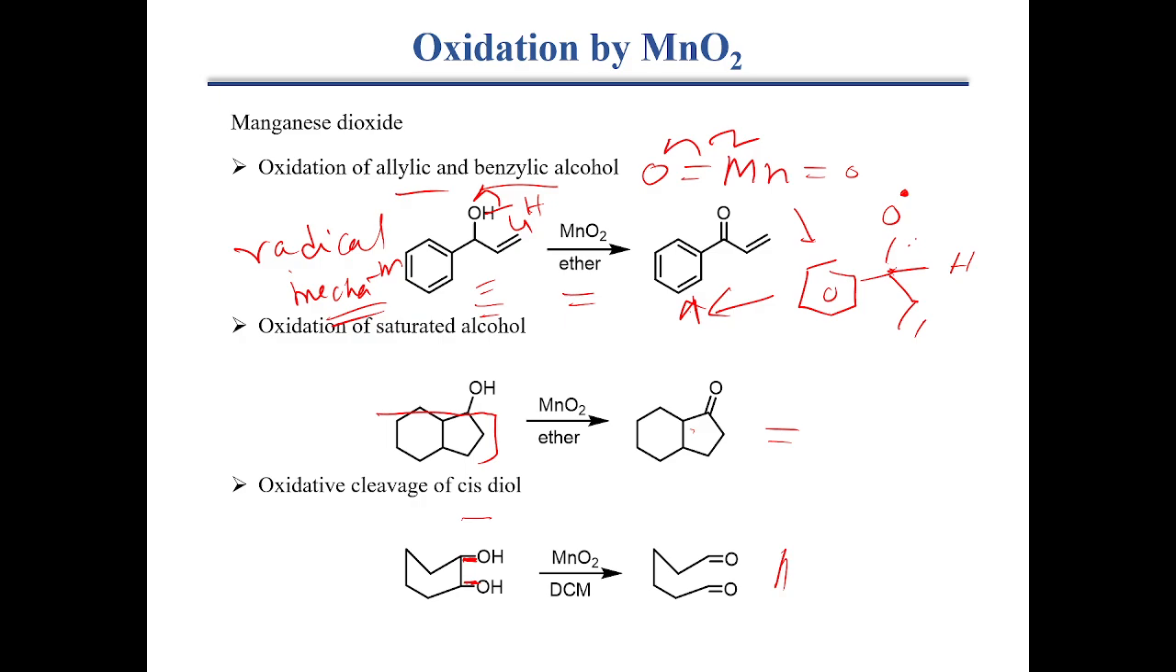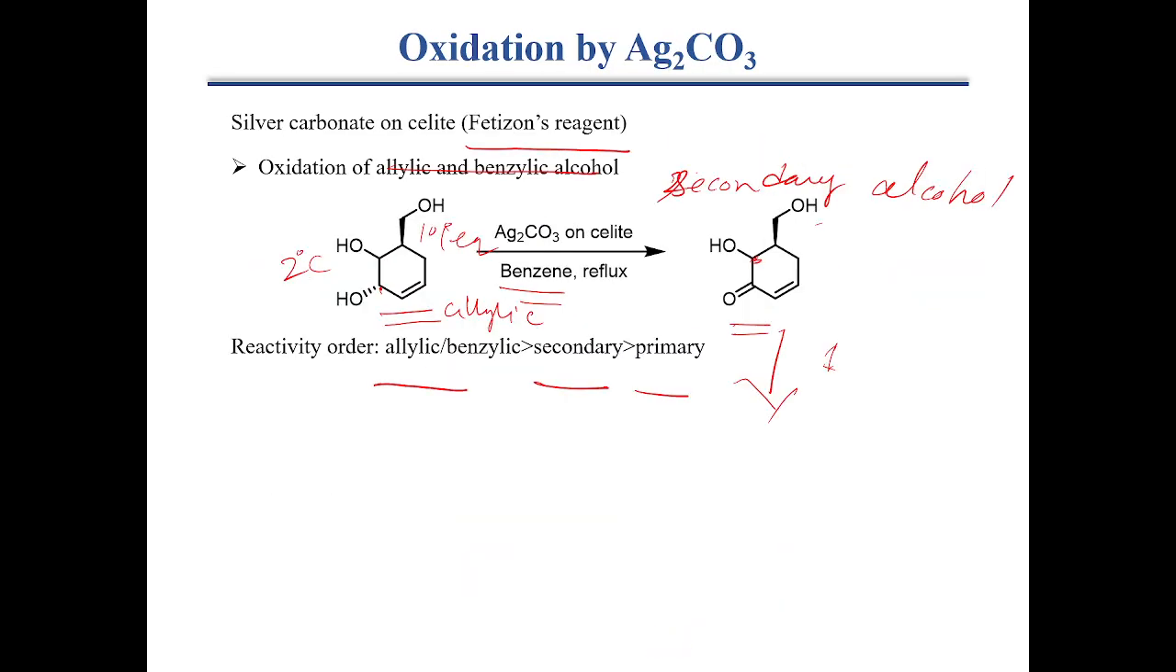Now, next we discussed the manganese dioxide mediated oxidation. Any allylic or benzylic alcohol is oxidized to aldehyde or ketone in the presence of manganese dioxide. Also, oxidation of saturated alcohol can be done by manganese dioxide. So cis diol is cleaved to aldehyde in the presence of manganese dioxide.